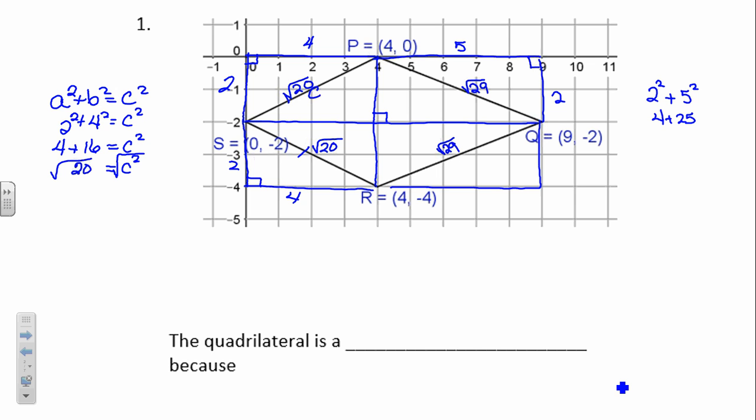So what kind of figure is it? A kite, which we suspected it might be, right? But we had to verify it.